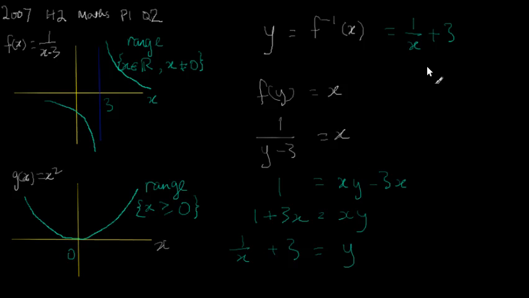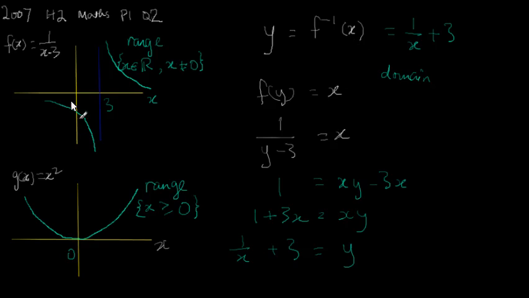Now for this part of the question, we also need to state the domain of the inverse function. Just by looking at this, we can sort of guess that the domain is most likely all possible x except 0. But we can't just guess the domain like that. We have to go back to the original function and check what the range is, because the domain of the inverse function is the range.